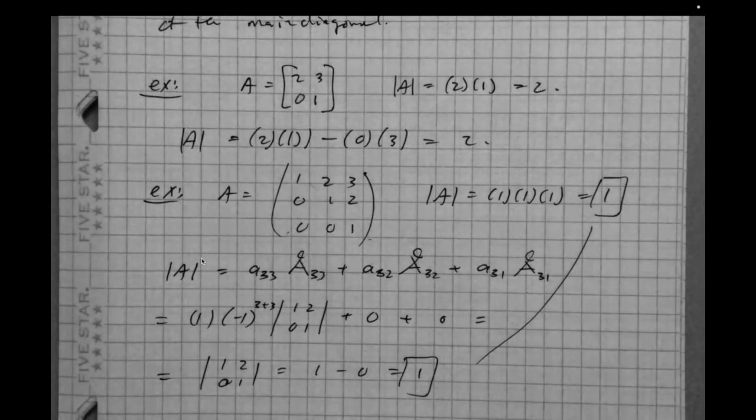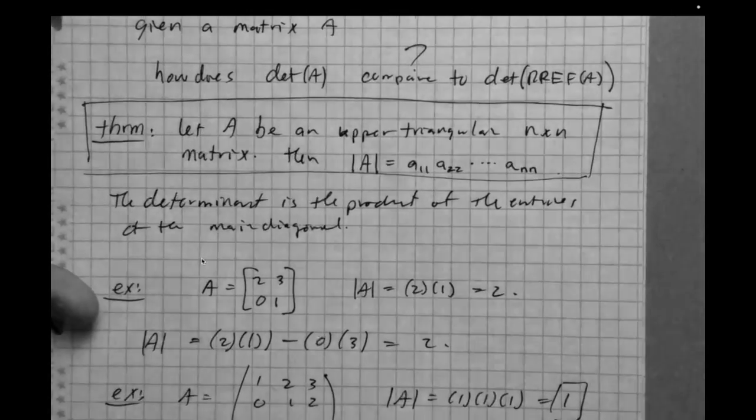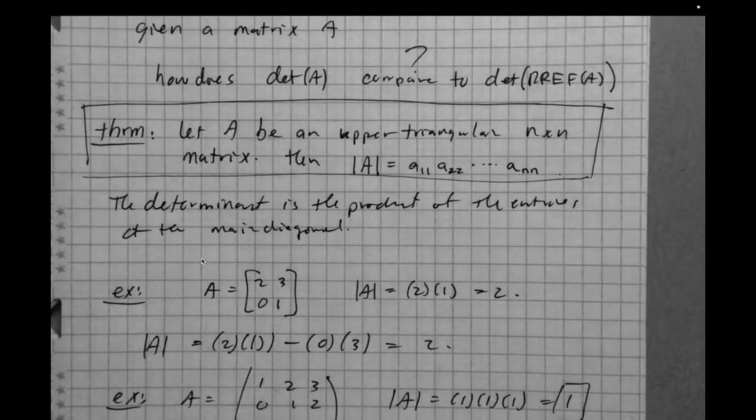Now, the determinant of the row reduced matrix may or may not agree with the determinant of the original matrix. That's yet to be seen, but this is the general idea up front. Okay, so let's prove that this is true. Let's prove this theorem for upper triangular matrices. We want to show that if A is upper triangular, then the determinant is the product of the diagonal entries. So let's go ahead and prove this.